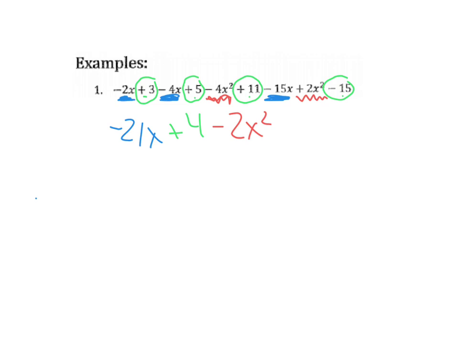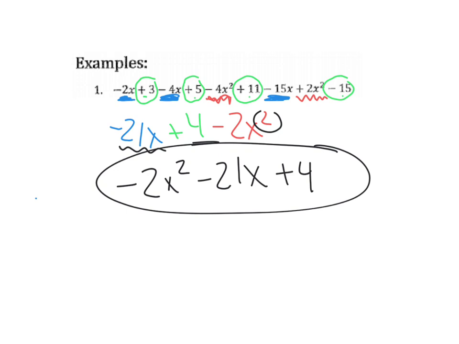Now typically when you write the answers, you write them in what's called descending order. So that means you start with the highest exponent. My highest exponent is going to be this one. So I'm going to put my negative 2x squared first. Then I'm just going to go down in order. So 2x's and then 1x. So negative 21x. And then the 4 doesn't have an x at all. So plus 4. And this would be my final answer.